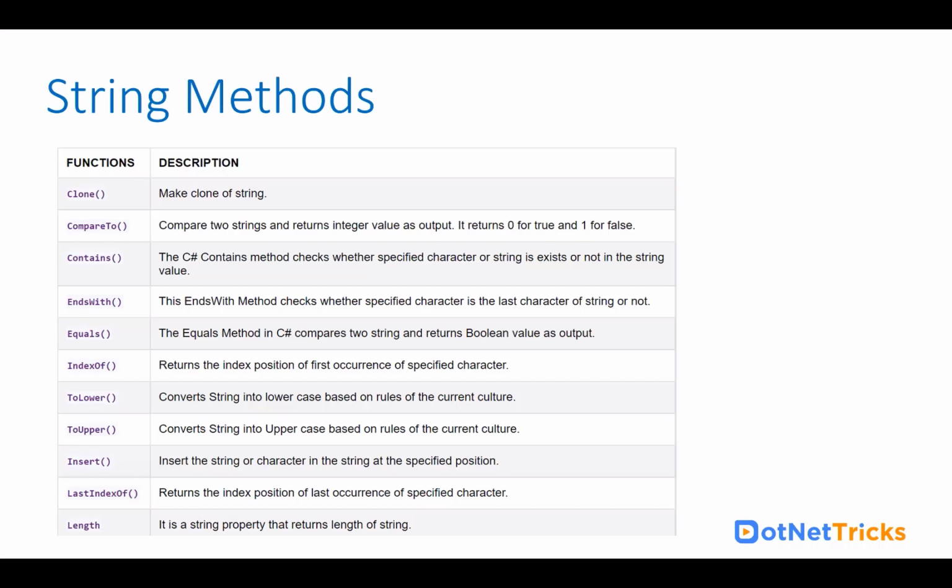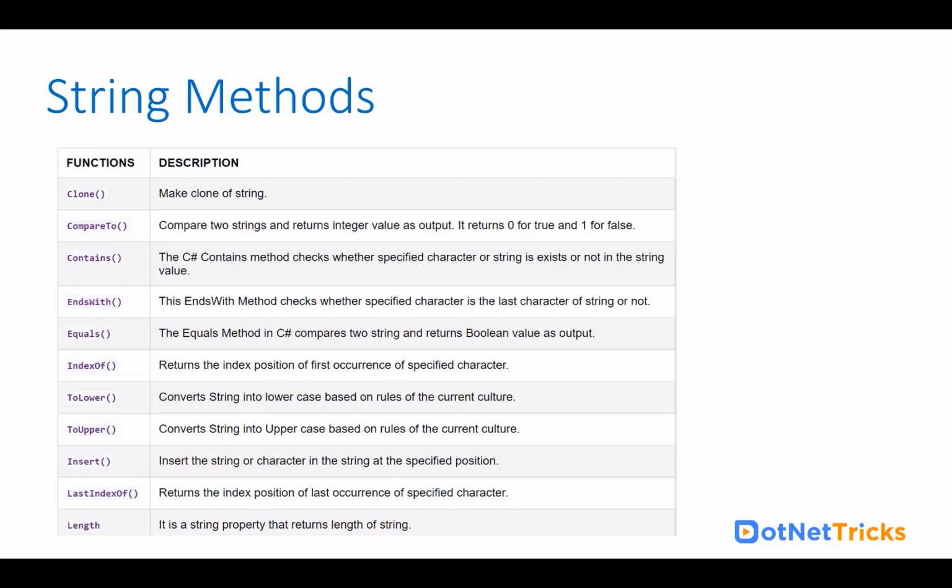C Sharp supports various methods. We have a Clone method if you want to make a clone of a string. We have the CompareTo method if you want to compare two strings, and it returns an integer value as output. It returns 0 if both strings are equal, and it returns 1 if they are not equal. It has a Contains method to find out the existence of the specified character. We have an EndsWith method to check whether the specified character is the last character of the string or not. It has an Equals method if you are comparing two strings. It returns a boolean value as output. If both strings are equal, it will return true. If both are not equal, it will return false.